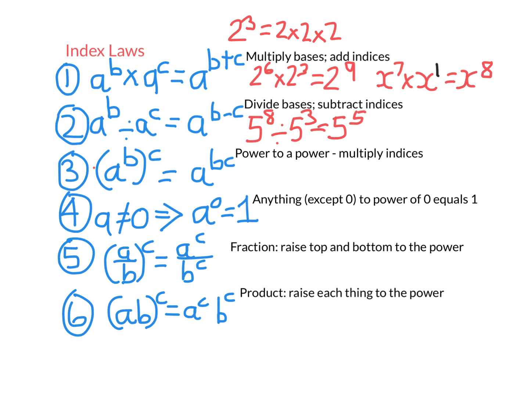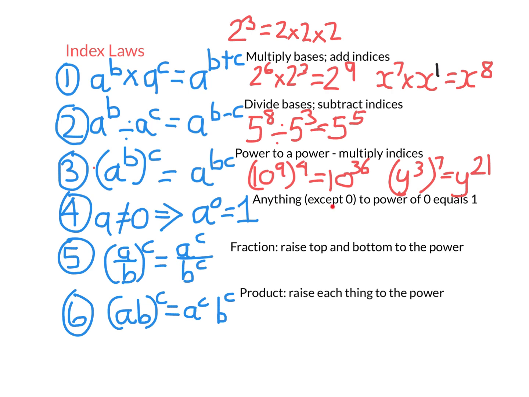Index law 3 says when you have a power raised to another power, keep the same base, multiply the powers. So if you have something like 10 to the power of 9 to the power of 4, you keep the same base, 10 is the base, multiply the powers, 9 times 4 is 36. Again, it works with letters as well, so y to the power of 3 to the power of 7, you would keep the same base and multiply the powers. 3 times 7 is 21.